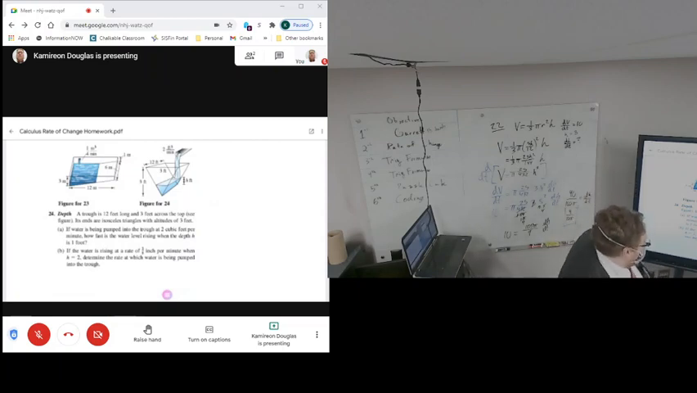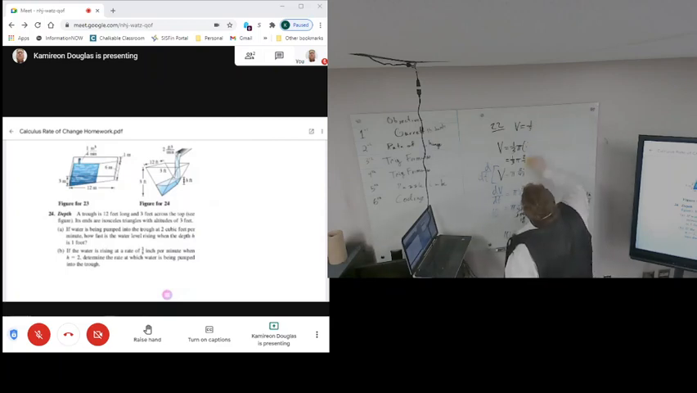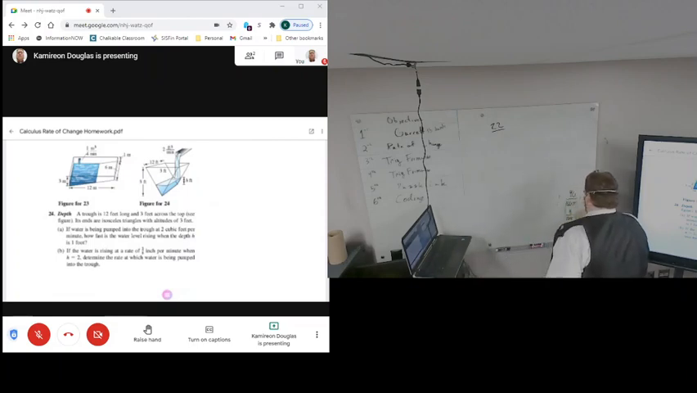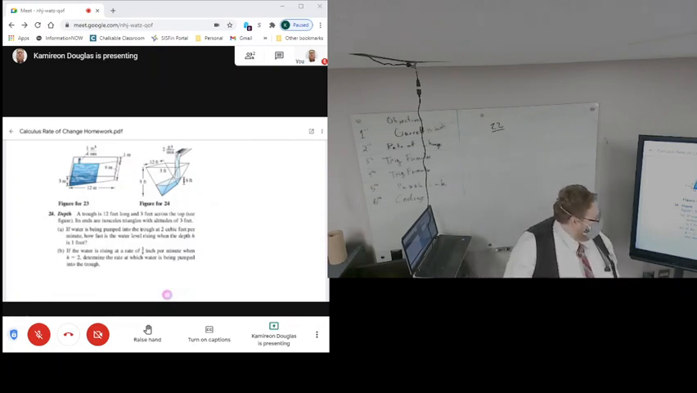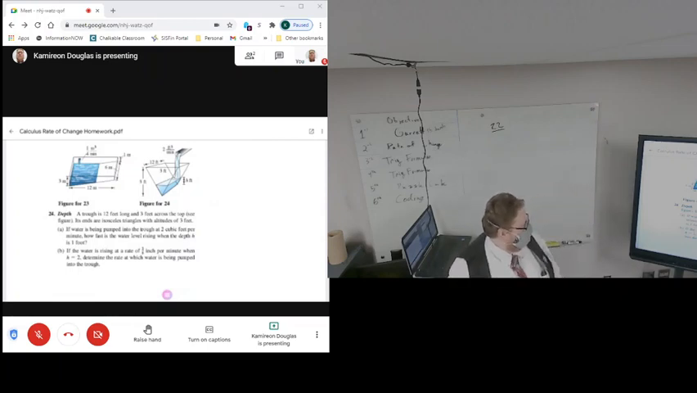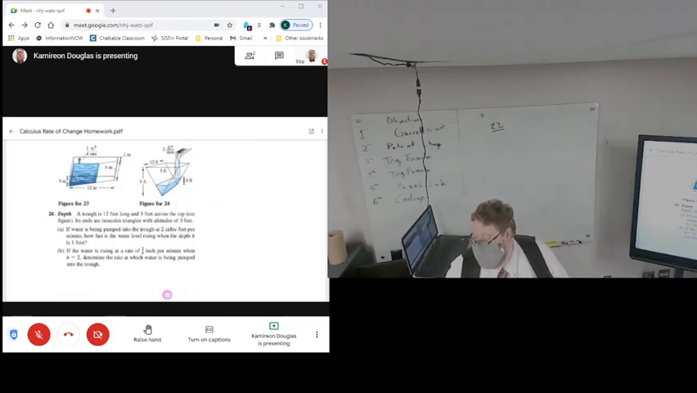Okay? 24. This wasn't close. What should I do? I've already got a picture, so I need to get some formulas. What kind of formulas do I need?